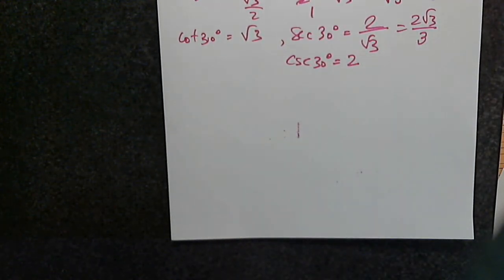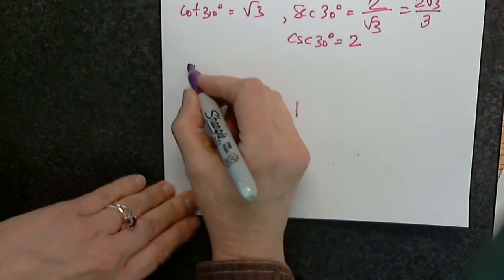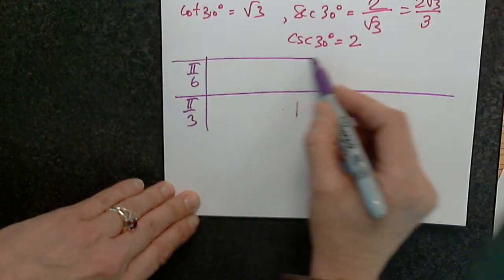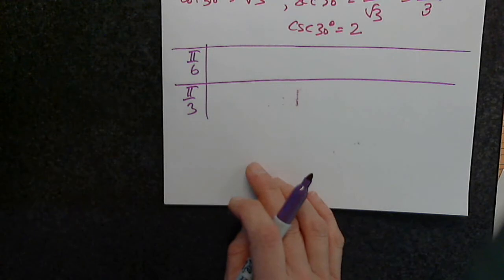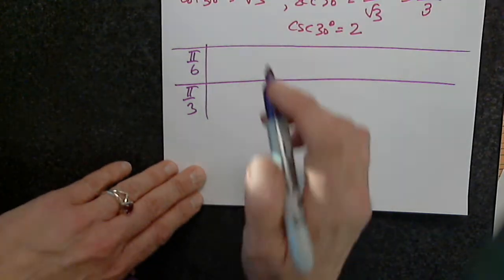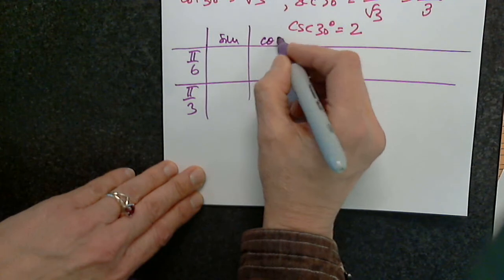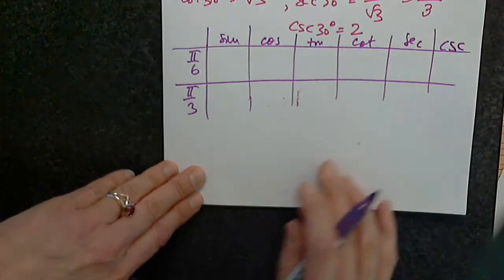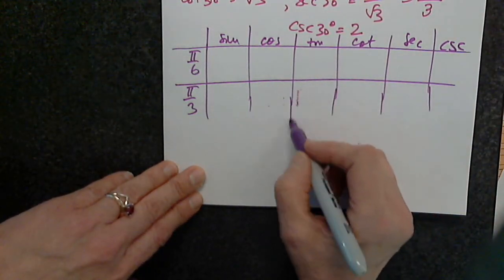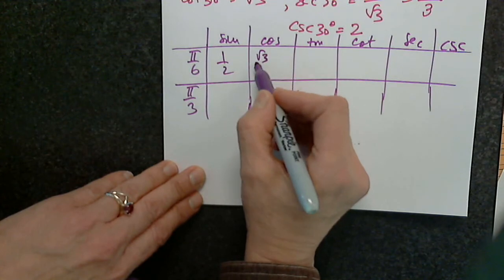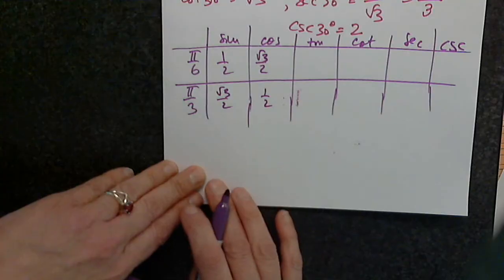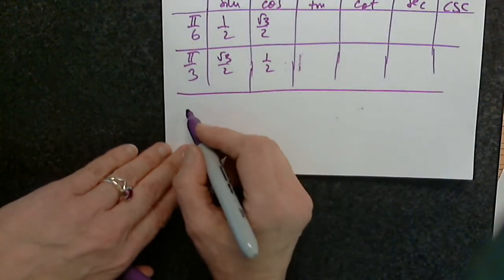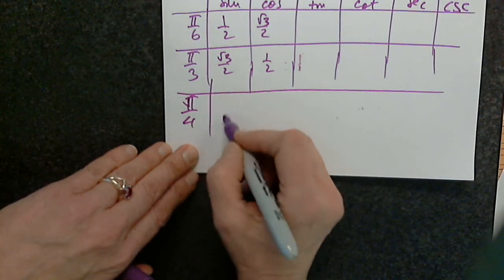So let me write it here for you. Okay, let me write it for everyone. So pi over 6 and pi over 3. Sine, cosine, tangent, cotangent, secant, cosecant. Okay? So this is 1/2, the square root of 3 over 2. This is the square root of 3 over 2, 1/2. I don't care about the rest. That's all I want you to remember. I'm sorry, pi over 4 I wanted to add here.